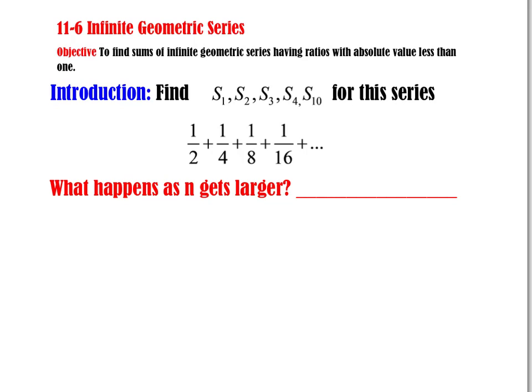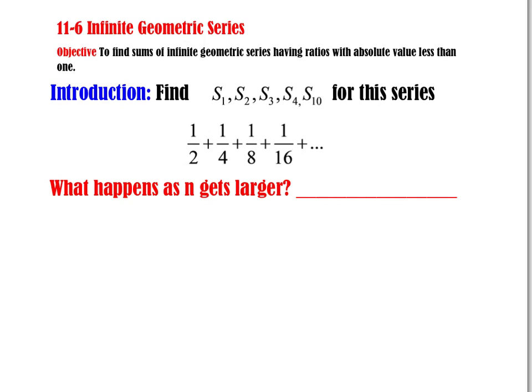For the last lesson of the chapter, we're going to talk about infinite geometric series, and we're going to find sums of those infinite geometric series. In particular, we're going to find the sums of infinite geometric series having ratios with an absolute value less than 1. So let me give you an example here.